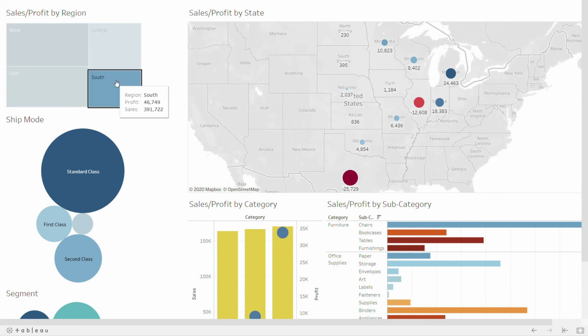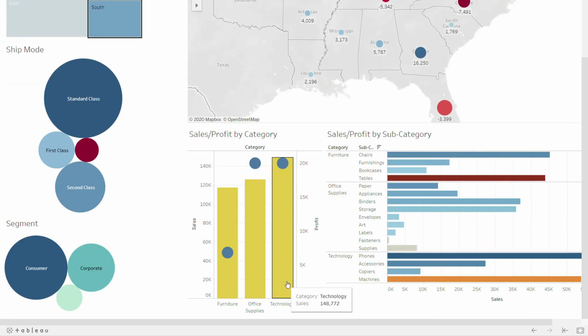region. Now let's go to the south region. In the south region, we can see technology is performing pretty fine and office supplies is doing really good, whereas tables from the furniture category and machines from the technology category are the two problem areas in the south region.